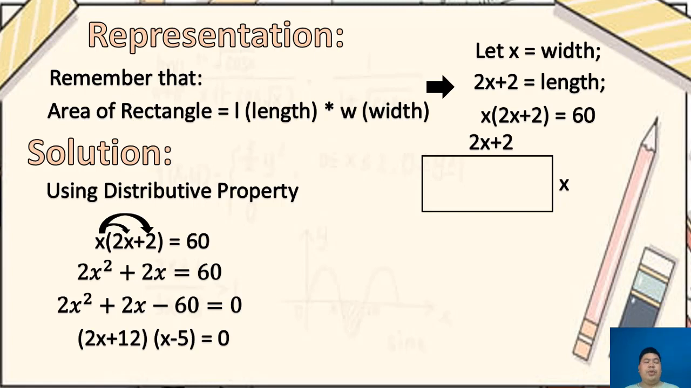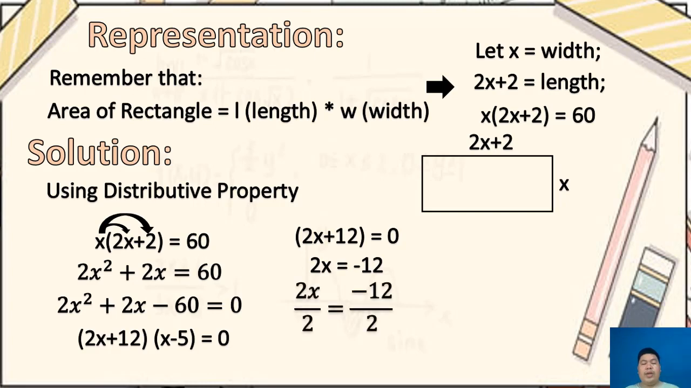Then the next step, we will have the binomials using trial and error. We have 2x plus 12 and x minus 5 is equal to 0. Then 2x plus 12 is equal to 0, then 2x is equal to negative 12. Then divide both sides by 2. We will have 2x divided by 2 is equal to negative 12 divided by 2. Then we will have x is equal to negative 6.